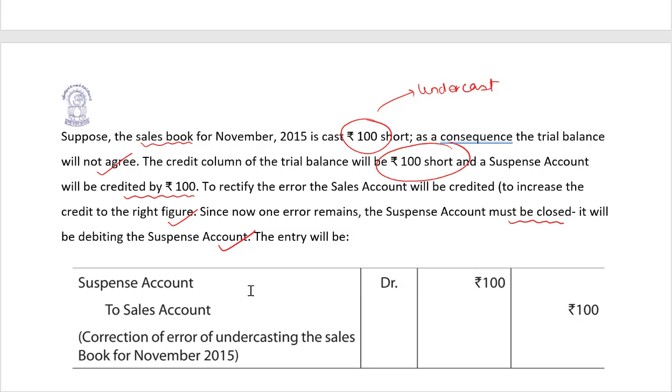The entry will be as follows: suspense account debit, sales account credit, correction of error of undercasting the sales book for November 2015. My dear students, just see, suppose the sales book of November 2015 is undercast by 100. So sales is undercast by 100. We put an additional entry, one sided, that is credit to sales account, and over here the suspense account is debited because there is no error in the debit side. I think it is clear.